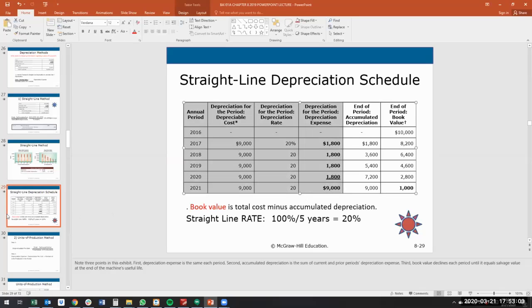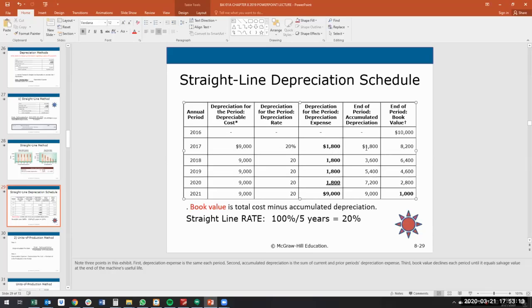So please get comfortable with this format and understand the formulas where this times this equals this, accumulated, so this equals this plus this equals 3,600, this plus this equals 5,400, and the end of the book value is just this minus this, this 10,000 minus 3,600, and so on and so forth. At the end of the life, we should get back down to the salvage value.